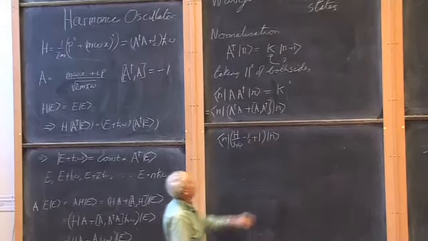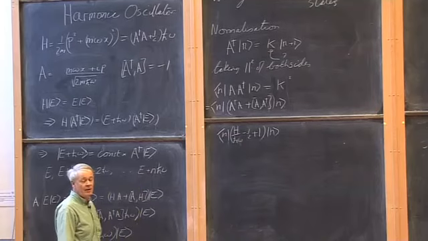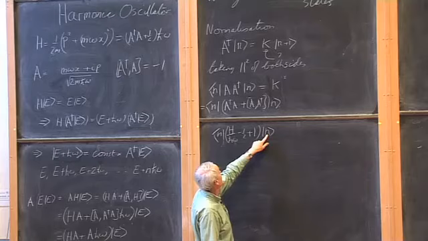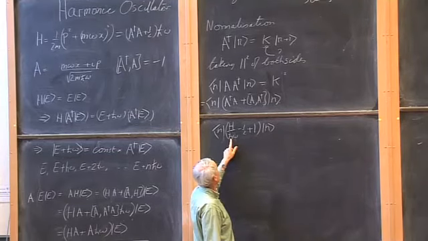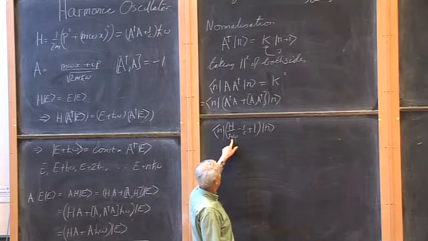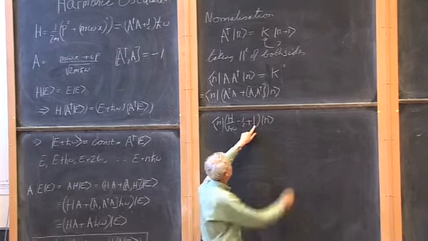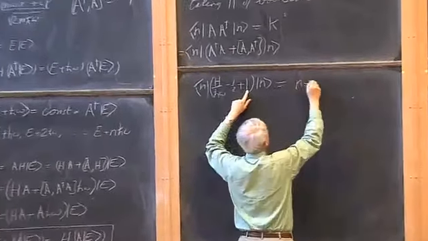H on n is equal to n plus a half h bar omega by definition. So this on this produces n plus a half h bar omega divided by h bar omega, and we have n plus a half. Take away a half, we have n. Add 1, we have n plus 1. So this is in fact equal to n plus 1.